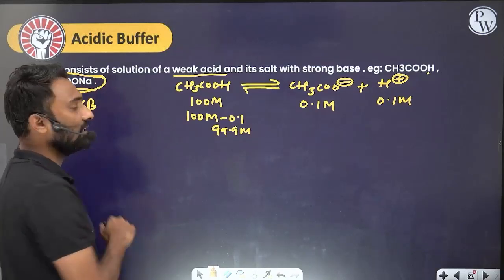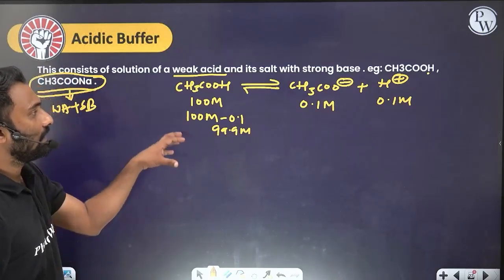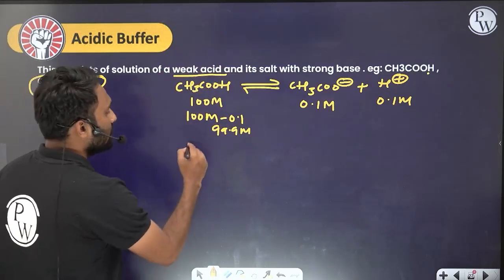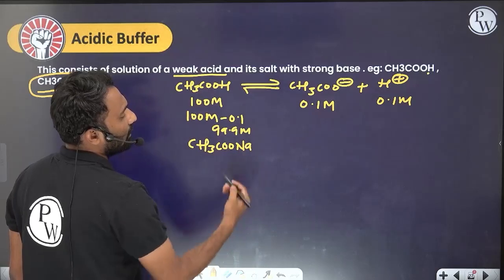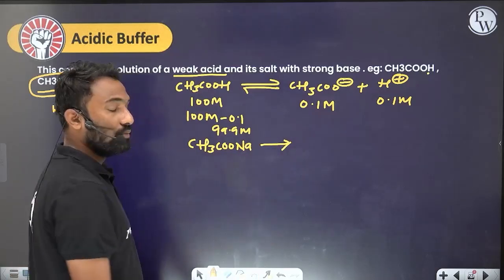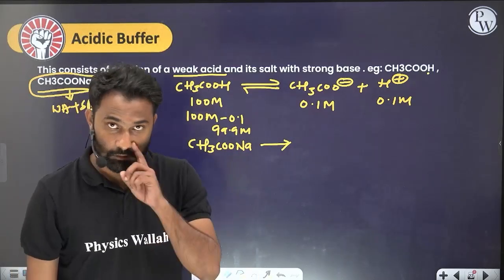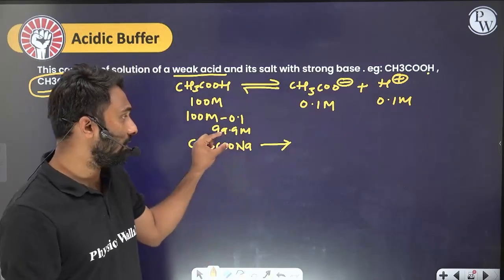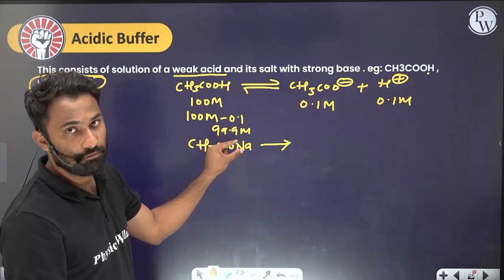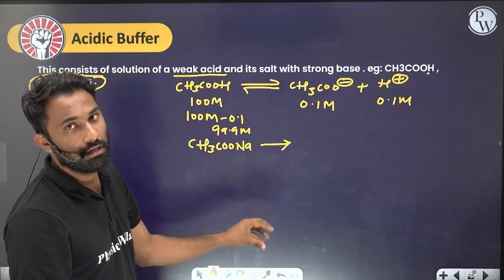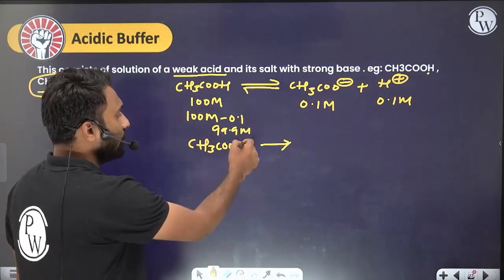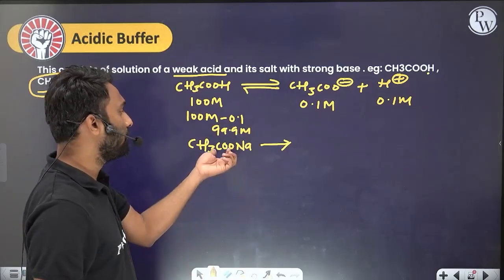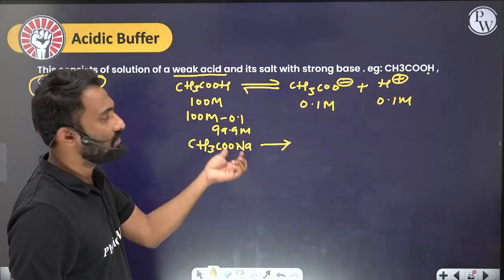Now if I take the strong electrolyte, now I have added a strong electrolyte, sodium acetate. Sodium acetate is a strong electrolyte, isn't it? Now, I told you in ionic equilibrium lecture 1, any cation or anion that has come from a strong acid or strong base becomes a strong electrolyte. Now this has come from the strong base, therefore the sodium acetate salt has become a strong electrolyte.